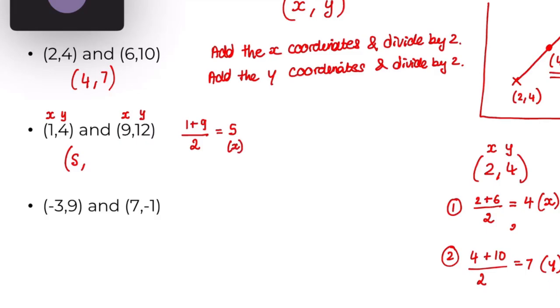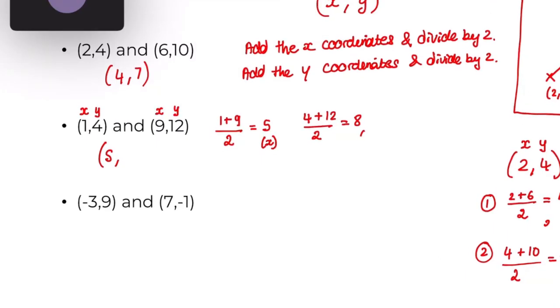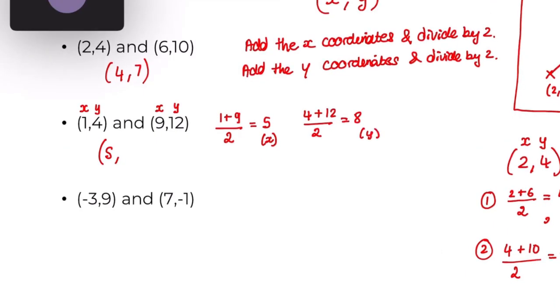Now let's deal with the y coordinates. The two y coordinates are 4 and 12. So what we're going to do is 4 add 12. We're going to add together the two y coordinates, and then divide by 2. So 4 add 12 gives you 16, and then 16 divided by 2 gives you 8. So that's the midpoint y coordinate. Okay, so we've got 5, 8 as our midpoint.